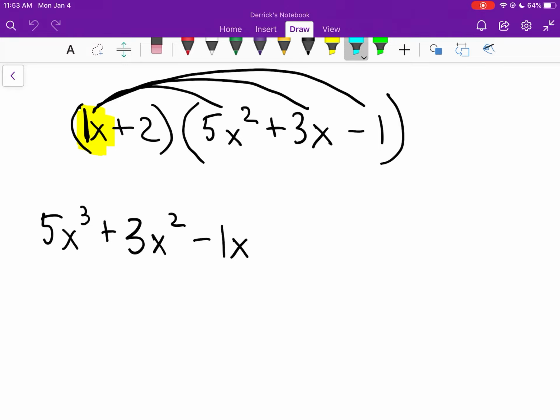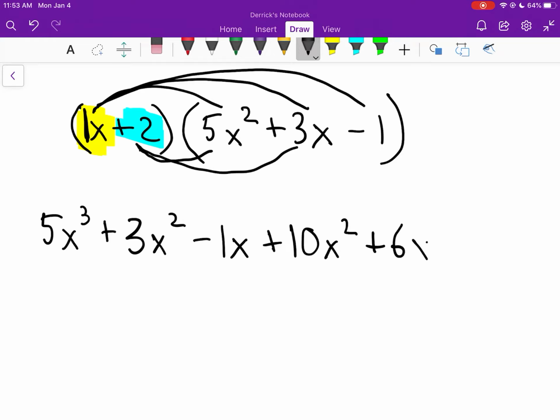Now that we've distributed the x entirely, we move on to the second term in our first parentheses, our first polynomial. We're going to take that positive 2 and distribute that to all three terms in the second parentheses, the second polynomial. Positive 2 times 5x squared, well 2 times 5 is 10, so we'd have 10x squared. Positive 2 times 3x, 2 times 3 is 6, so we would have 6x. And finally, 2 times negative 1, a positive times a negative is a negative, and 2 times 1 is 2.